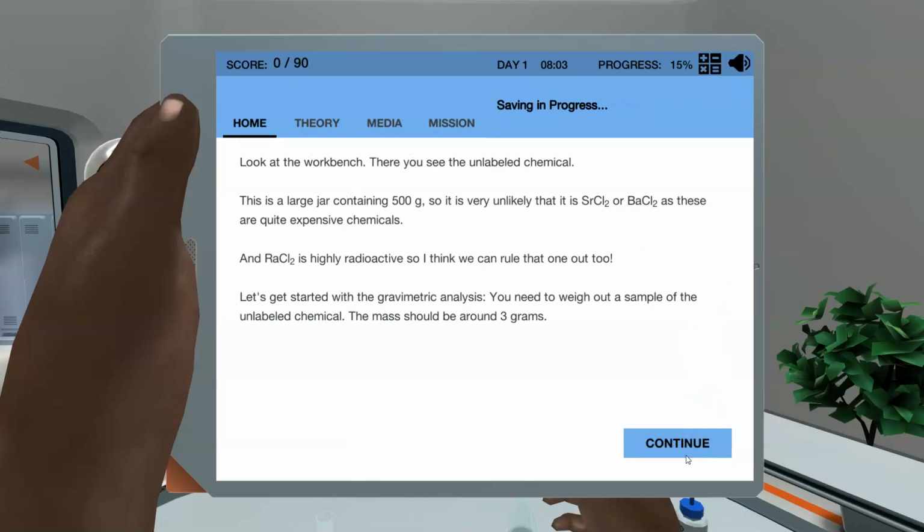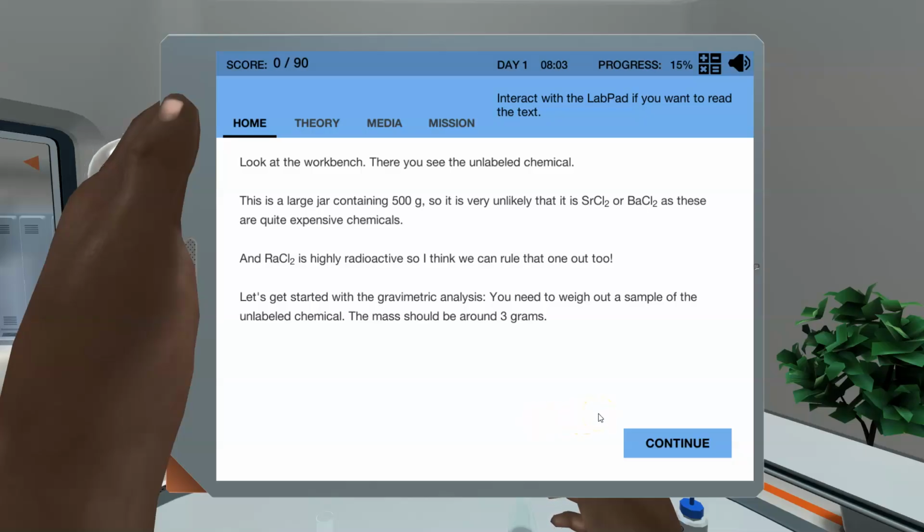Look at the workbench. There you see the unlabeled chemical. This is a large jar containing 500 grams, so it is very unlikely that it is strontium or barium chloride, as these are quite expensive chemicals. And radium chloride is highly radioactive, so I think we can rule that one out too. Let's get started with the gravimetric analysis.